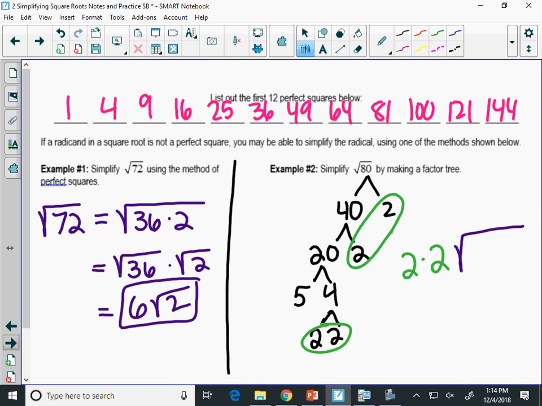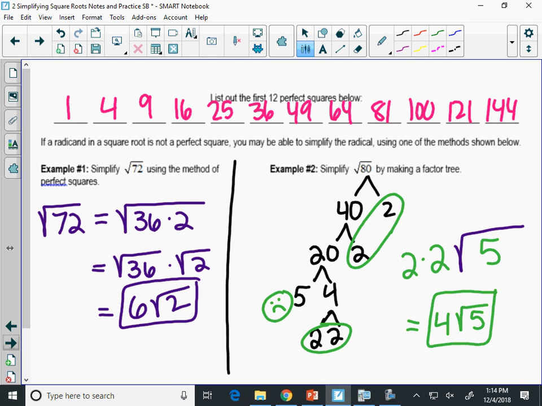Now, does 5 get a buddy? No. Poor 5. He doesn't get to leave the nightclub. Maybe that's a good thing, maybe that's a bad thing. He doesn't get to leave, so he is stuck inside. The bouncer won't let him leave. Well, can you simplify 2 times 2? Yeah, this is 4. Radical 5. And that's the final answer.